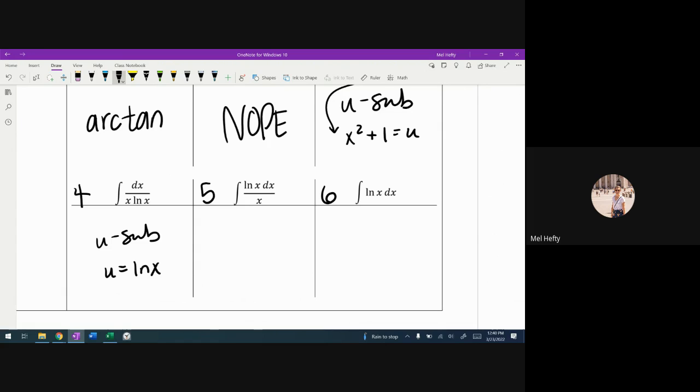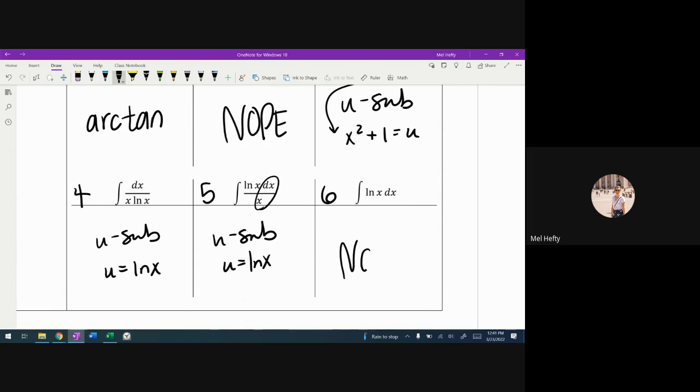All right. What do you think about this one? This one's U-sub too. What do you think U would be? Never want to use just x. I would just switch our variables. Log x over x. We could actually just use natural log of x again, because what's the derivative of natural log of x? 1 over x.